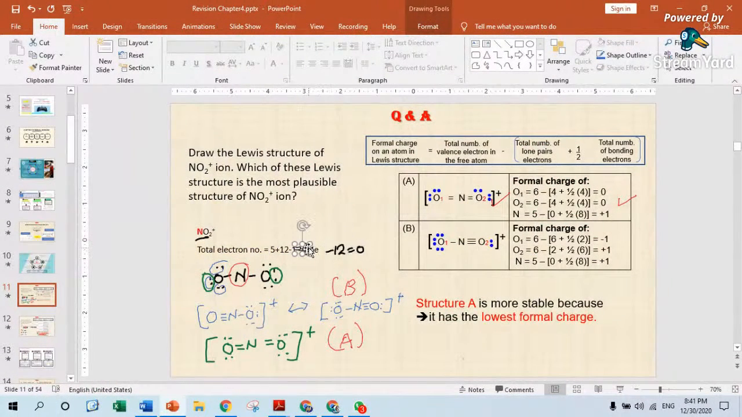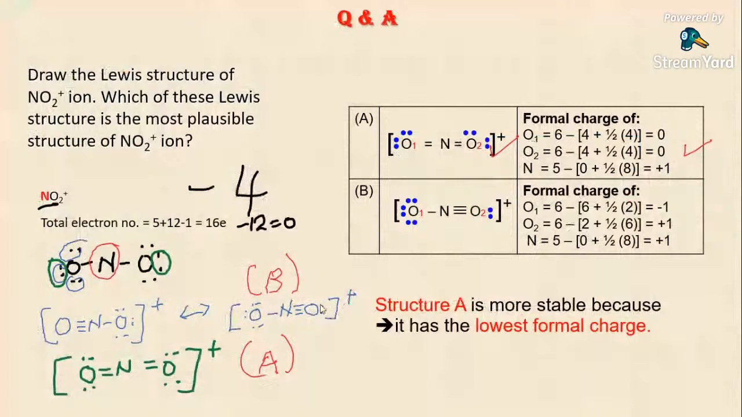So the total is 16. Okay, 16 minus 4 because they form the bonding pair. And then minus 12 for the octet of the terminal atoms. Okay, most of the students will assume, oh, finished already, this is my Lewis structure.